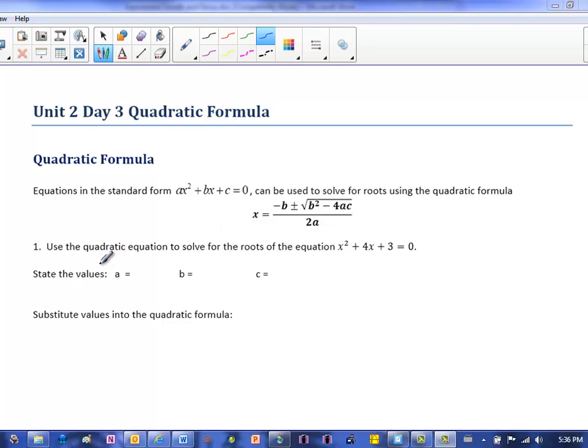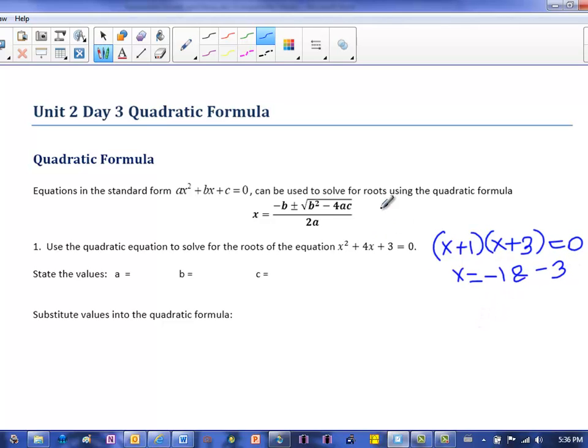Now let's look at the first example, and for the first few examples I'm going to choose equations that are easy enough to factor so that we can compare between the two methods. Now for x squared plus 4x plus 3, I'm hoping you can see that it factors into x plus 1 and x plus 3. This one was fairly easy to factor, a simple trinomial without too much trouble. And the roots would be x equals negative 1 and negative 3. However, let's practice the use of the quadratic formula for this particular equation.